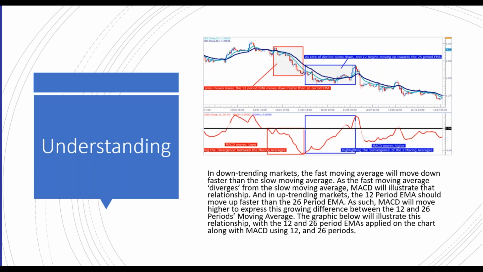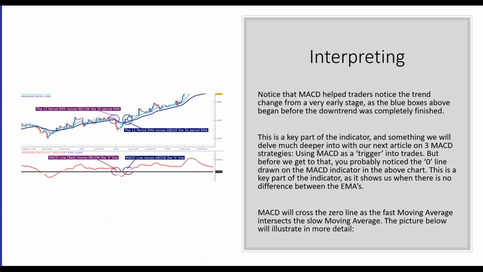The graphic above will illustrate this relationship with the 12 and the 26-period EMAs on the chart, along with the MACD using the 12 and the 26. So on the top, you can see these two EMAs on the chart, and you see what happens when we see it on the bottom. Notice that the MACD helped traders notice the trend change from the very early stages, as the blue boxes above began before the downtrend was completely finished.